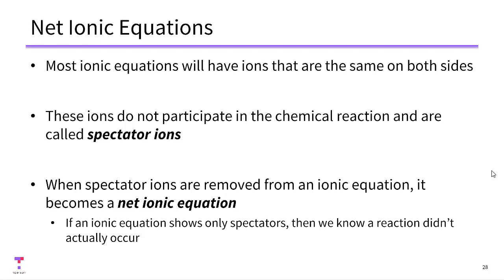To turn that ionic equation into what is called a net ionic equation, we have to have some insight into one other kind of substance, the spectator ion. Most of the time, when we run with ionic equations, we're going to see ions that are common on both sides. So this potassium ion is present in the reactants. It's also present in the products. What that should tell us is that potassium doesn't participate in the reaction itself. It's kind of sitting there. It doesn't really do anything.